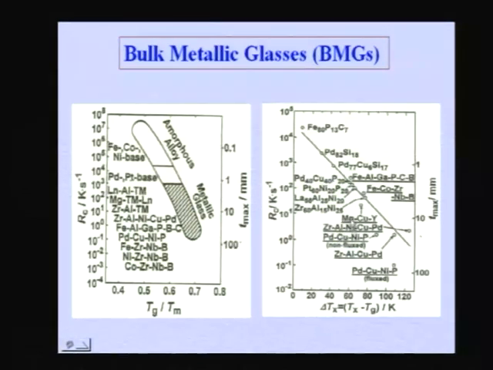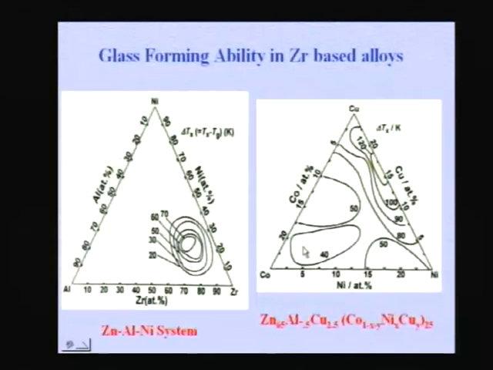So one can have a glass formation very easily. And again, all these glasses can be clubbed here, and one can identify what kind of a plot it is. These are all bulk metallic glasses. And there are a number of such criteria, and these are some examples.